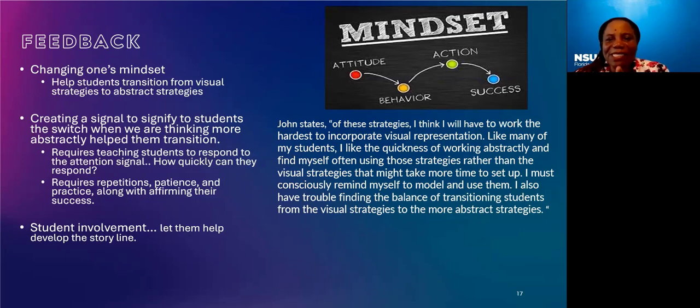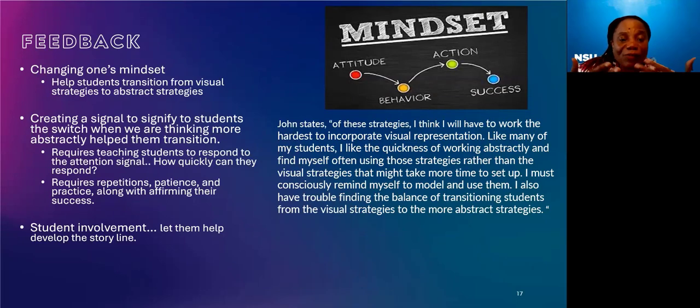Oh, and here we see what one student said. I think I will have to work the hardest to incorporate visual representation. And this is one of my in-service teachers. And he was saying why. He said, like many of my students, I like the quickness of working abstractly and find myself often using those strategies. And he's being honest.